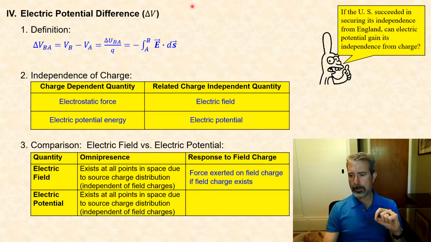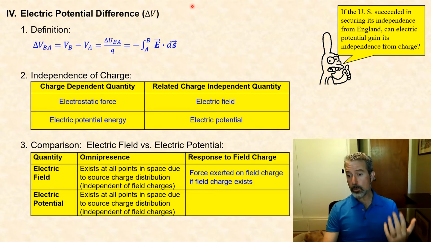When we talk about electric potential, this is a scalar quantity. It is a scalar field. In the same way the electric field was a vector field, we can say that a source charge distribution sets up a scalar field, we call that electric potential, at all points in space surrounding it. Whether or not there happens to be any charge there to feel the effects of the scalar field, the field exists independently of the charge.